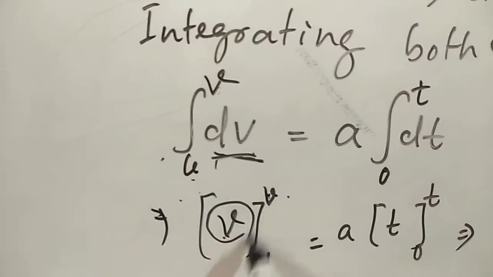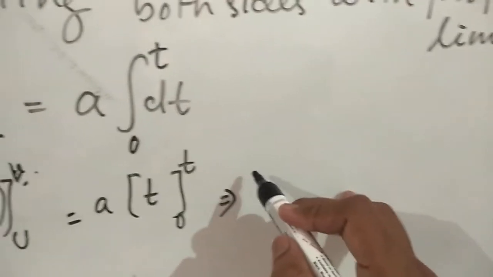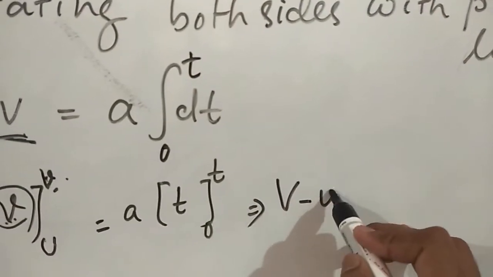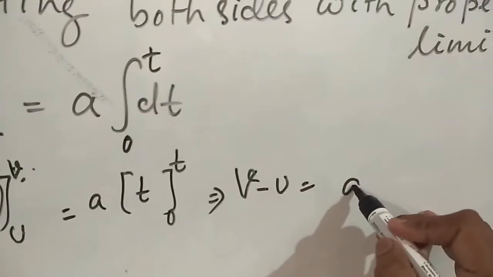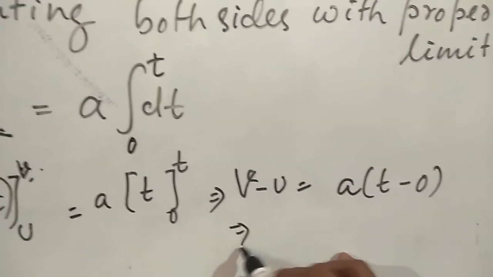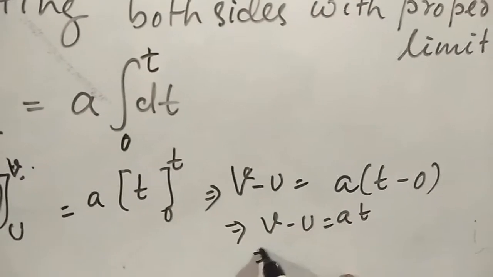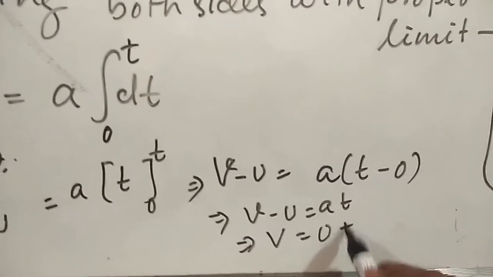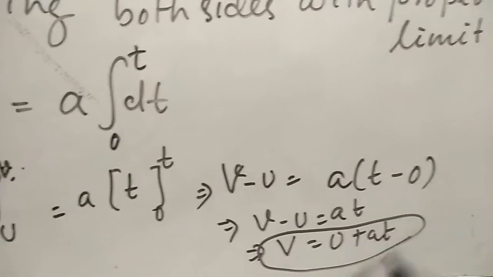In that variable value, first upper limit, then minus lower limit. Then what will you write? V minus u equal to a into t minus 0. So V minus u equal to a into t. Simply, V equal to u plus at. Okay, so this is your first equation.